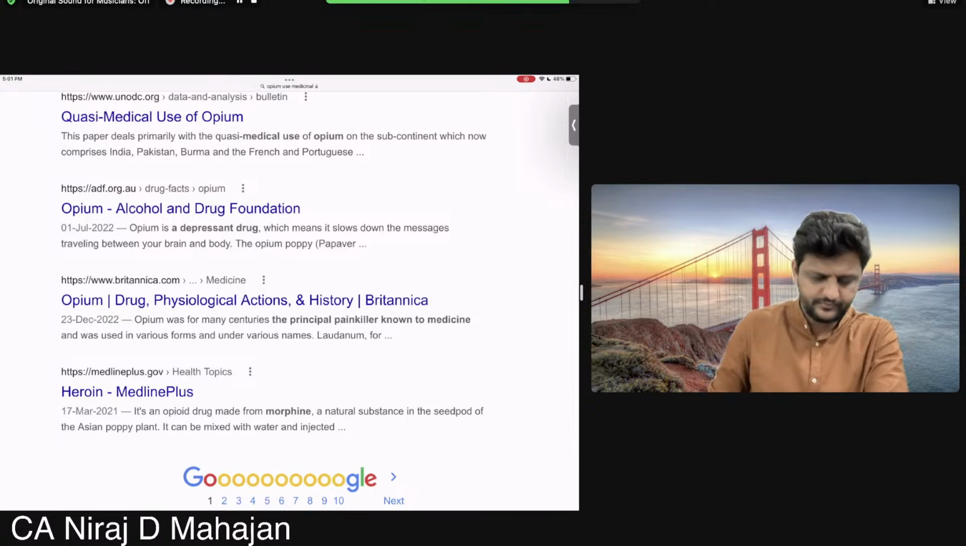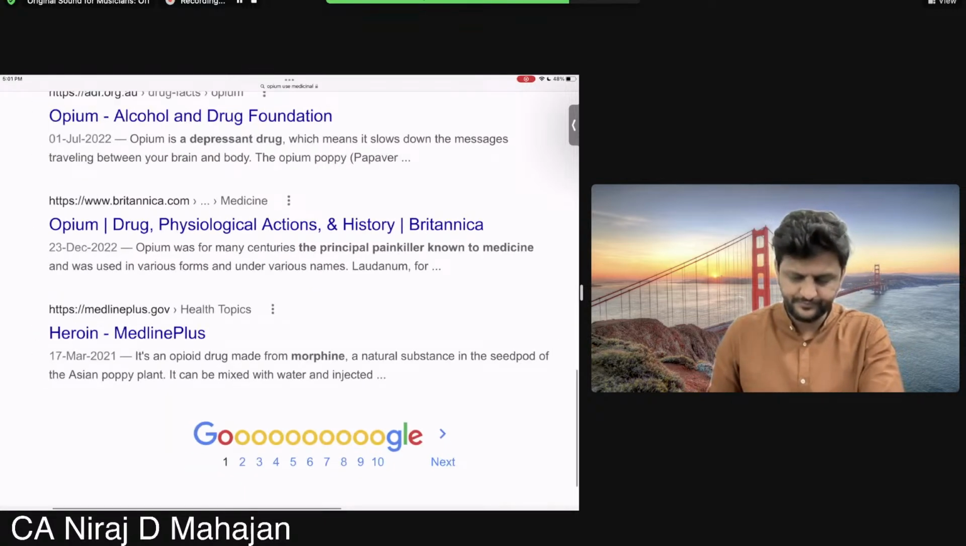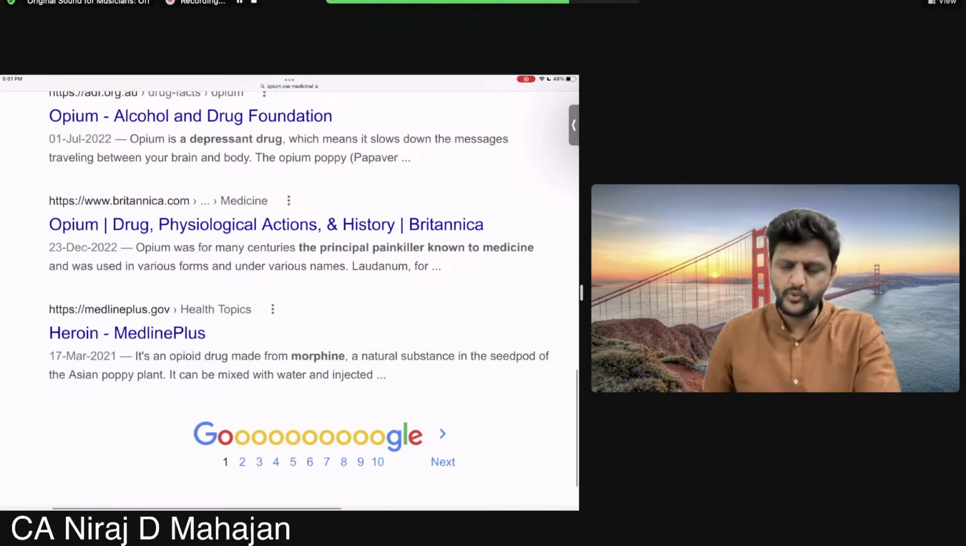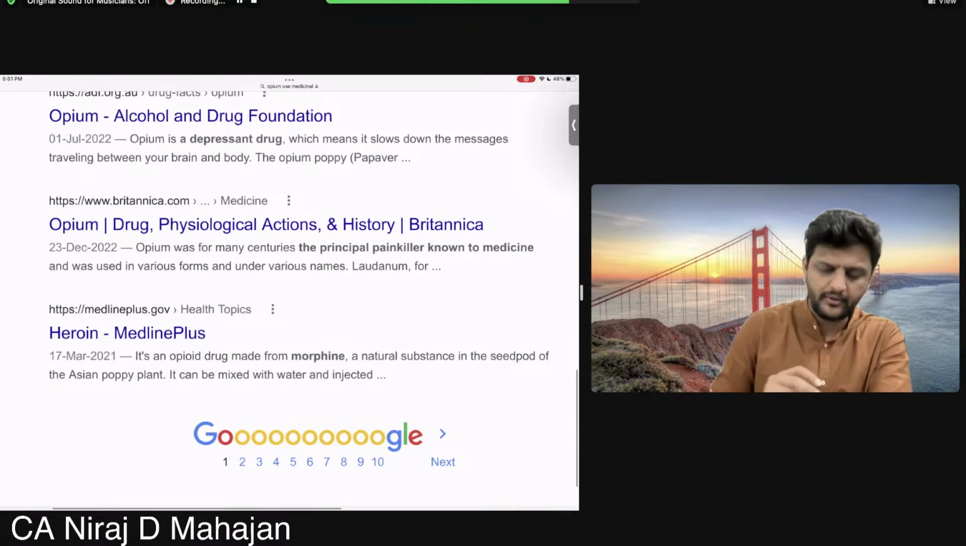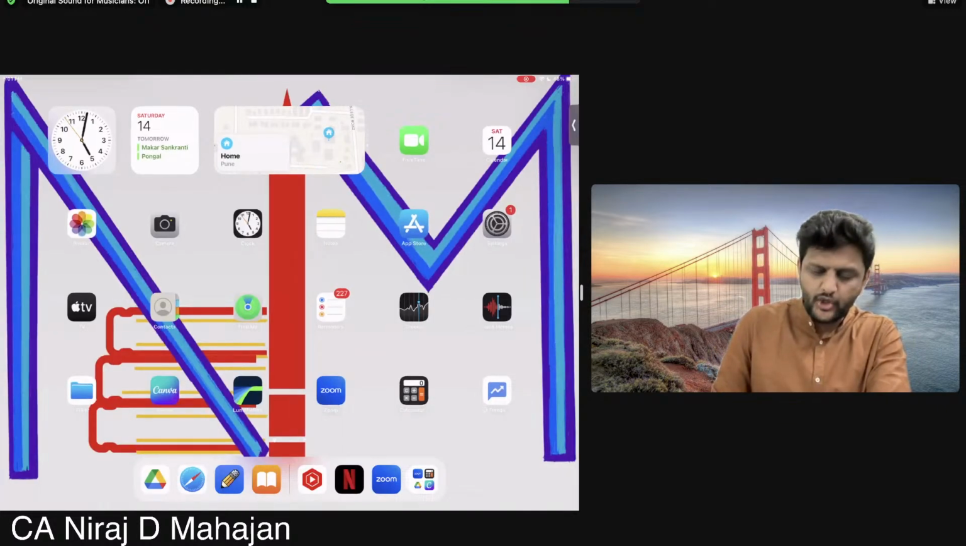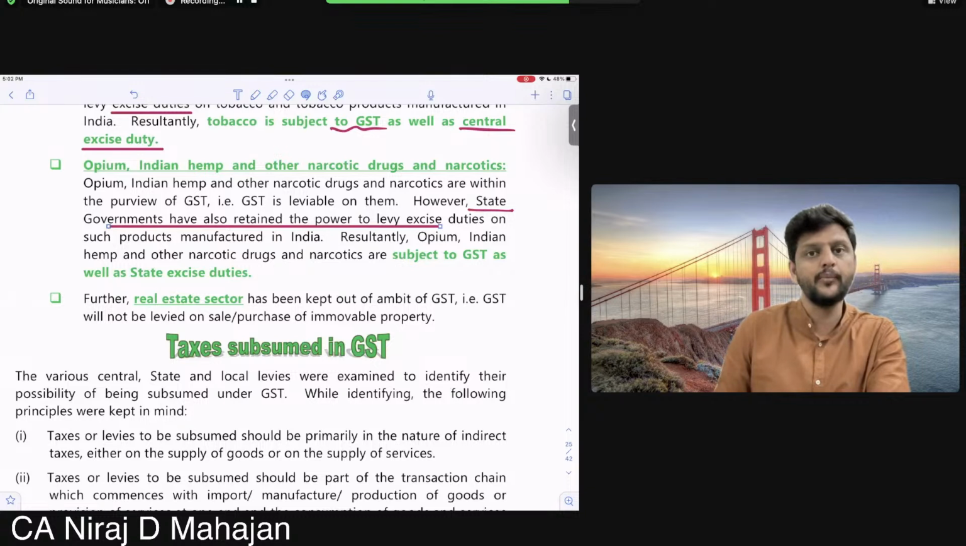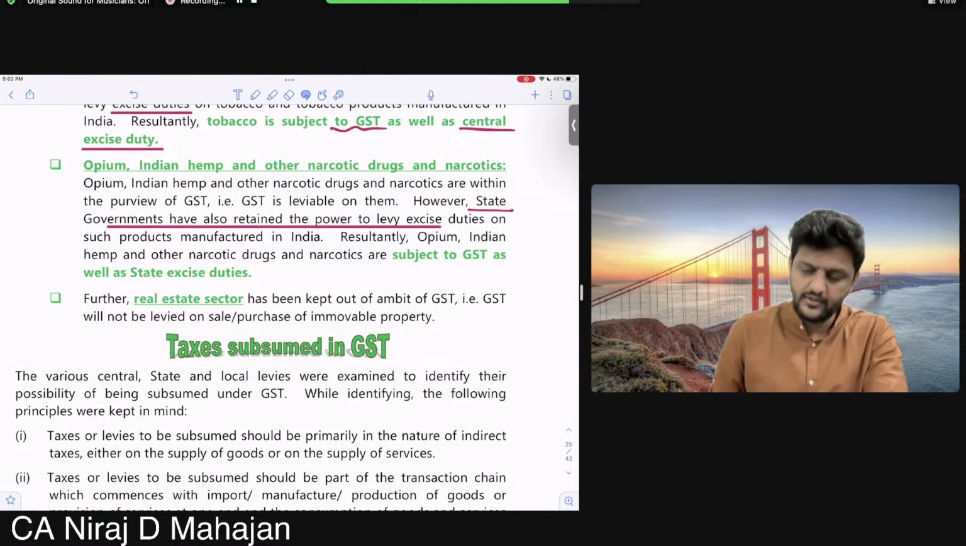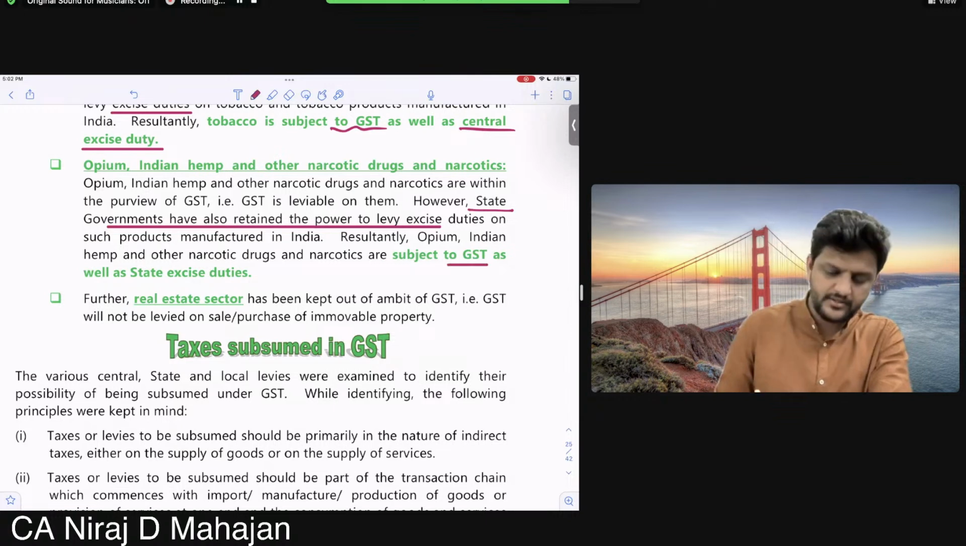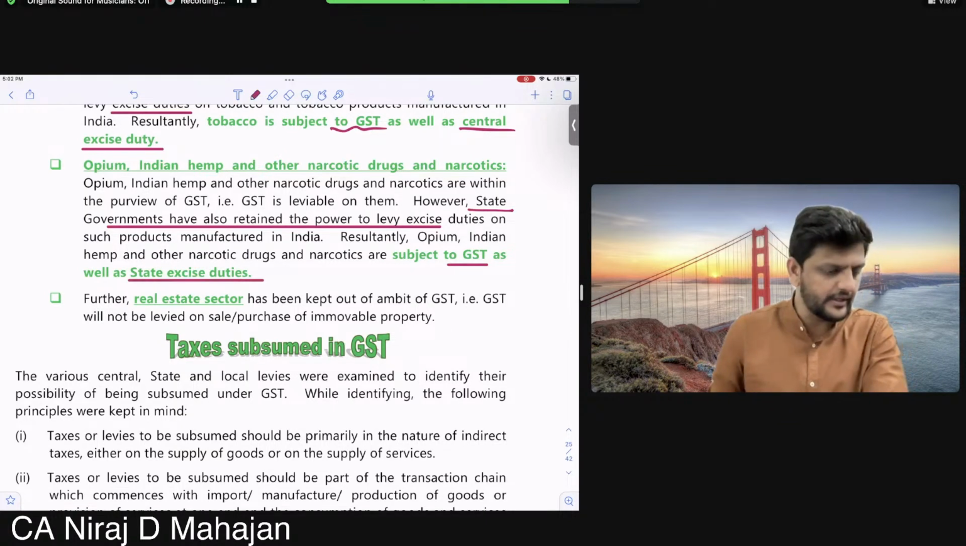Painkiller. Okay. So opium, hemp, and so on are within the purview of GST levy on them. However, now check. State governments have also retained power to levy excise duties on such products manufactured in India. So the state government had the power, it is given to them. Resulting in which opium is now levied on what? GST plus your state excise duties. Clear till here?